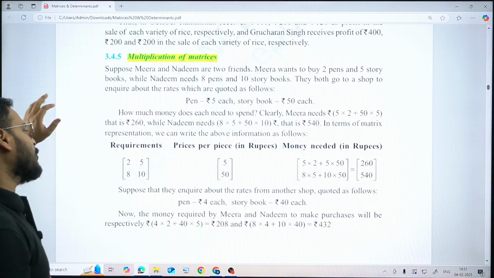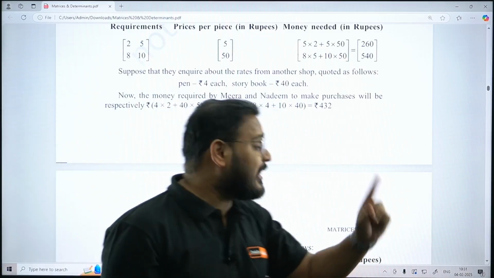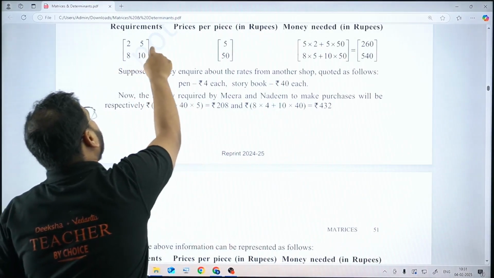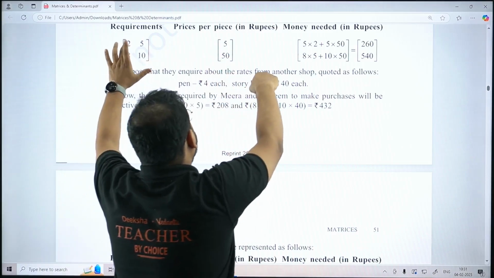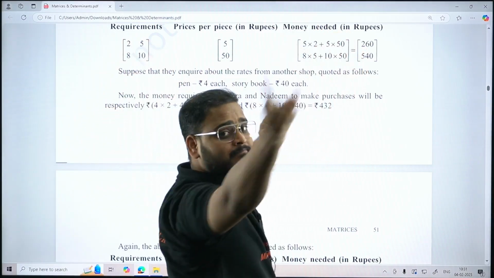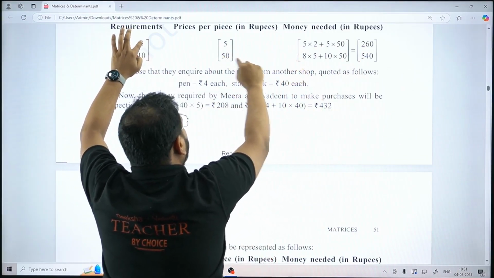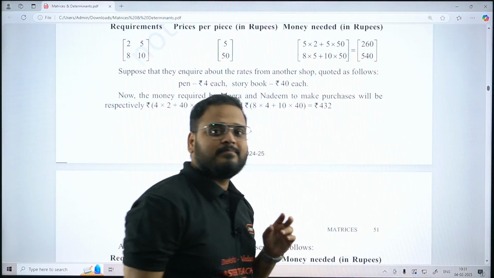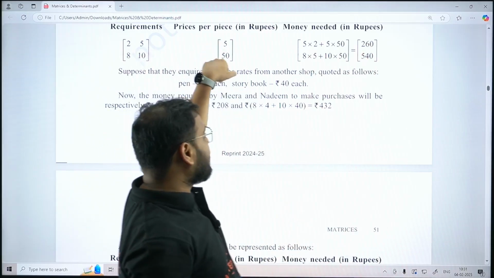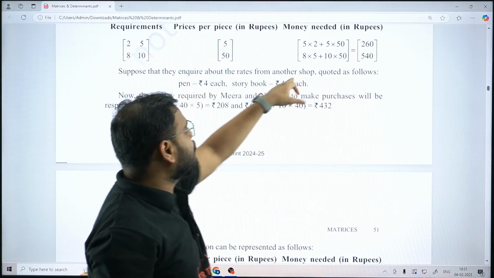Multiplication now, what is it, sir? You take the first row and first column to get 1 element. To get 1 element, sir, yes? 2, 5 with 5, 50. Please check, 2 into 5 and 5 into 50 makes, bacha, 1 element here. Check this out. 2 into 5 first and 5 into 50 makes 1 element, bacha, 260. So first row with first column will give you 1 element. Same, bacha. Second row with first column will give you 1 element.